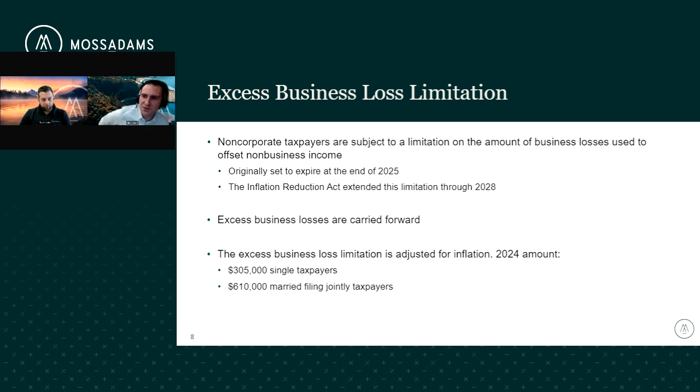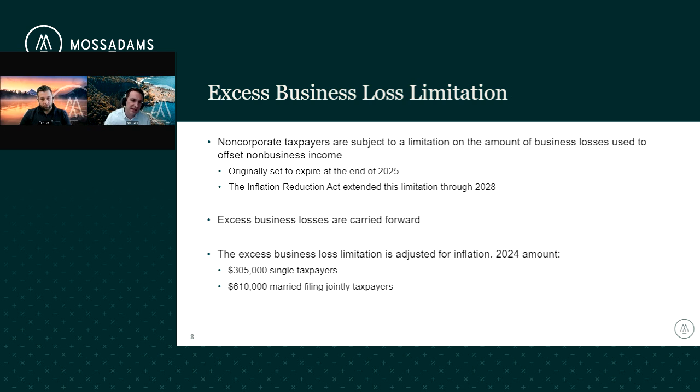So, to put numbers to it. If you had a $1 million business loss, but you had $2 million of other income, it's only going to let you offset the first $610,000 of that business loss against that other income. So you'd still get taxed on the 1.4 million or so and change.